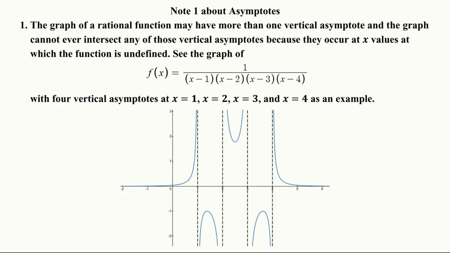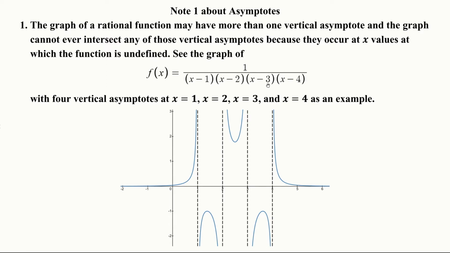Next, I would like to bring your attention to a couple of important notes about asymptotes. The first note is the fact that the graph of a rational function may have more than one vertical asymptote, and the graph cannot ever intersect any of those vertical asymptotes, because as you know, they occur at the x values where the function is undefined. So there's no way the function can cross it because it's not defined at those points.